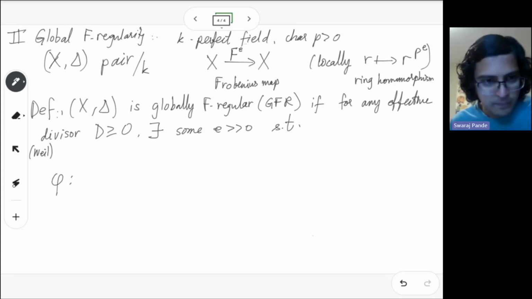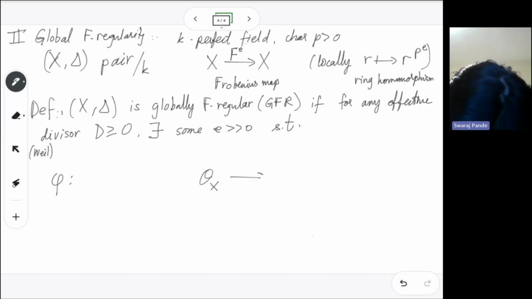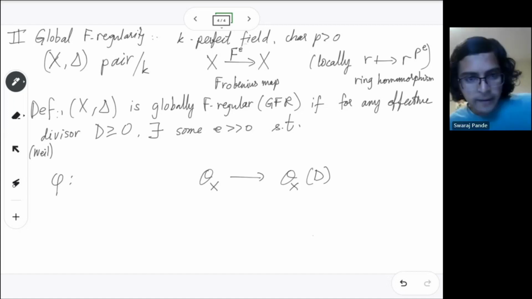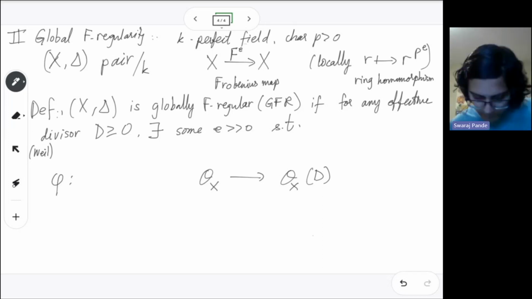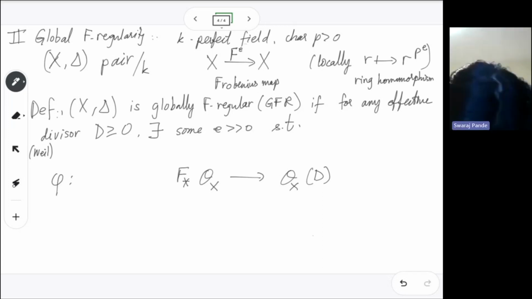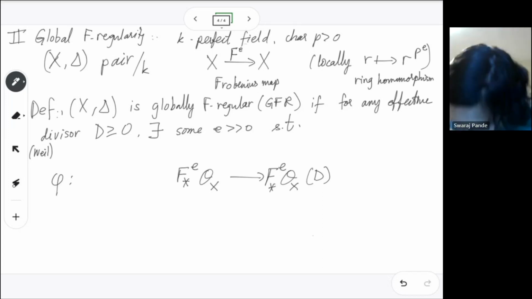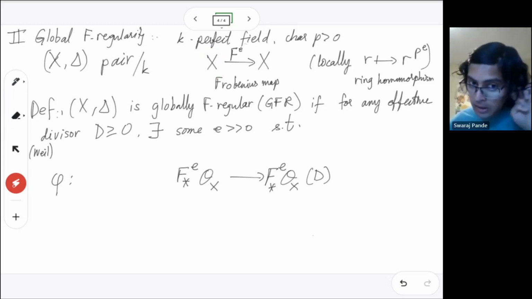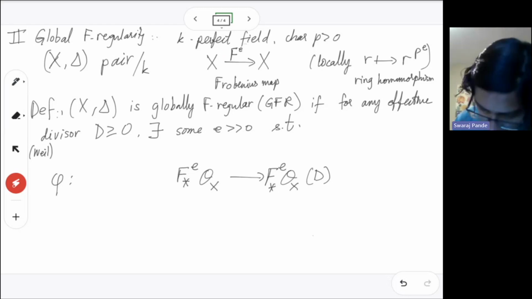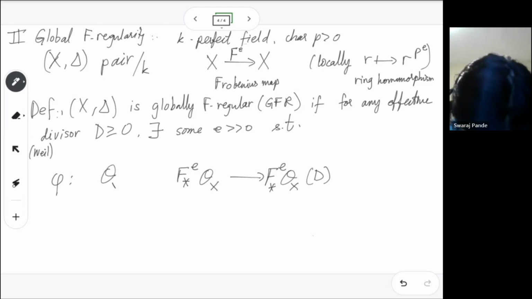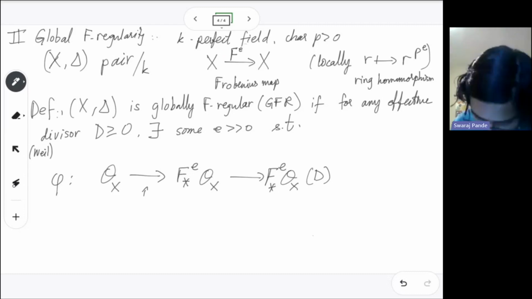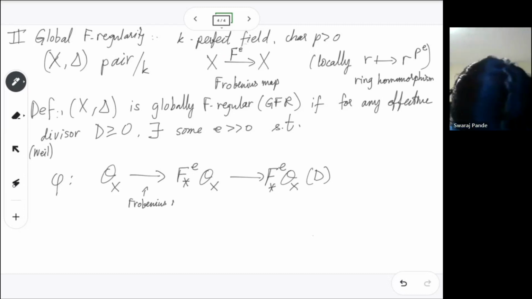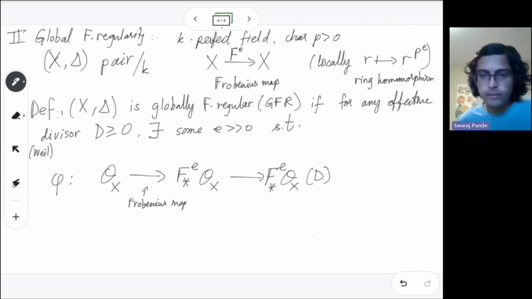So we can construct a map. We have an effective Weil divisor, which comes with a natural map from O_X to O_X(D). We can take this map and push it forward along the Frobenius e times. We initially thought of this on the left side of X, and now push this map of sheaves down to the right side along F^e_*. But now we can compose a map from O_X to F^e_* O_X, which is the Frobenius map.